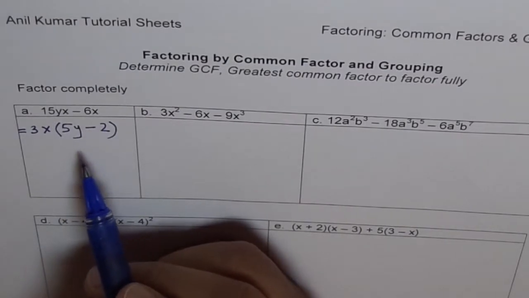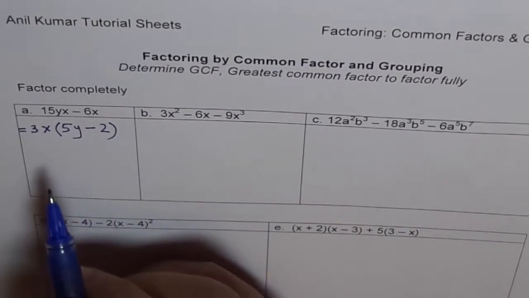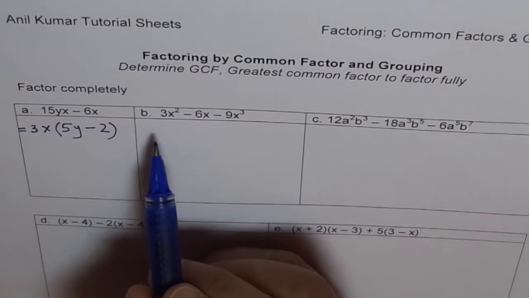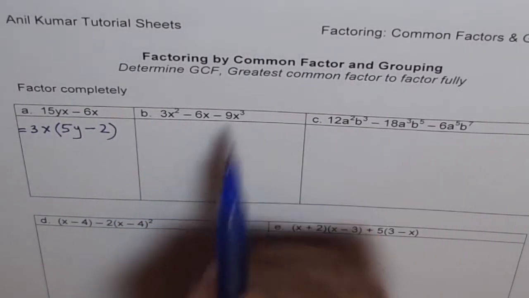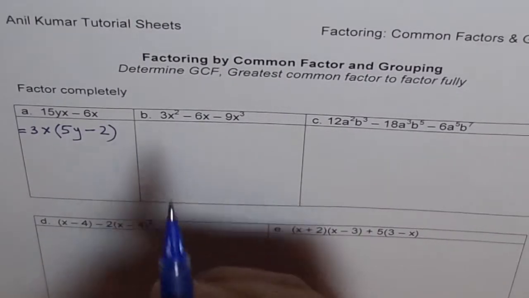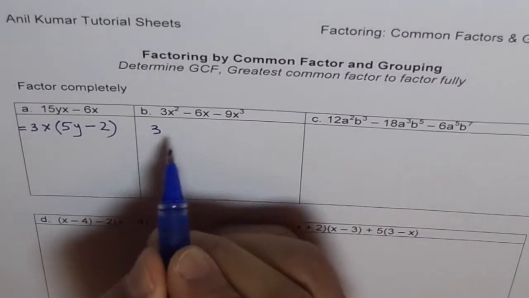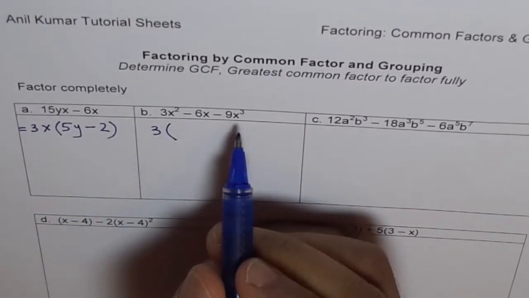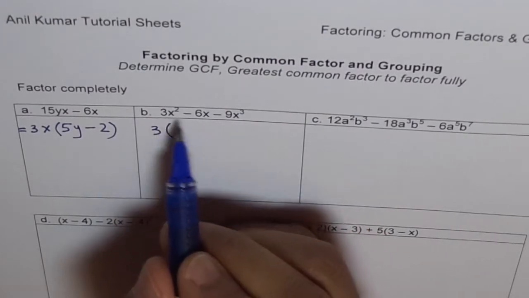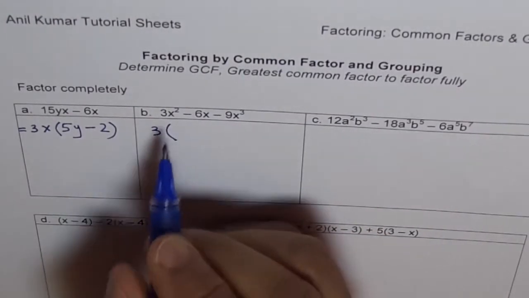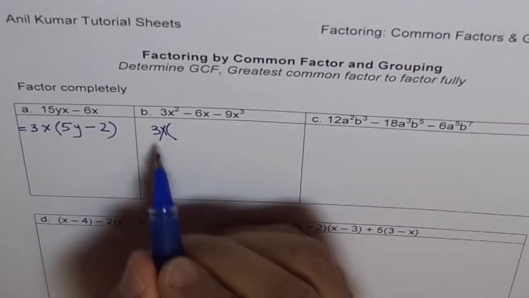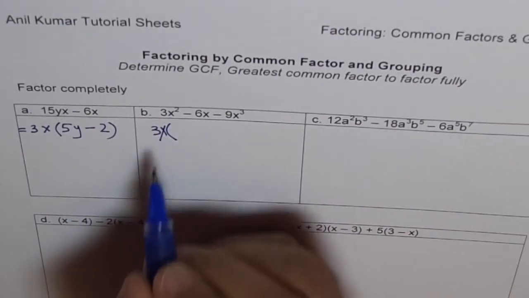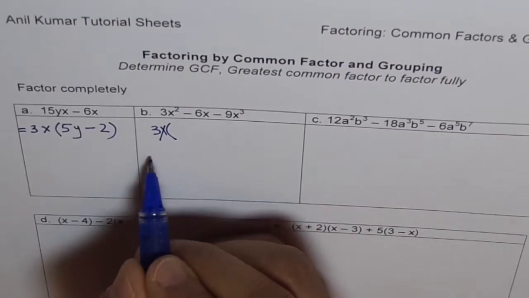So factoring could take a couple of steps. Let's look into this. 3x squared minus 6x minus 9x cubed. Well, it seems 3 is common, so let me take 3 outside. And what are you left with? X squared, x, oh my god, x is also common. So I will take x also common, correct? 3x, this is not multiplication now. 3x. So let me write neatly.